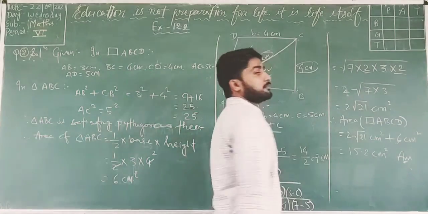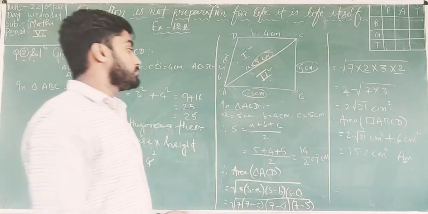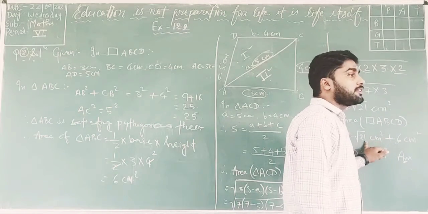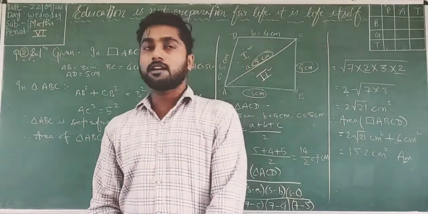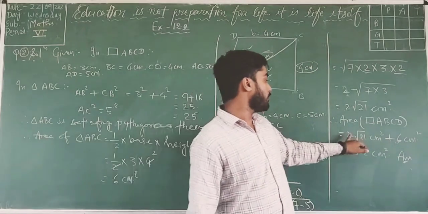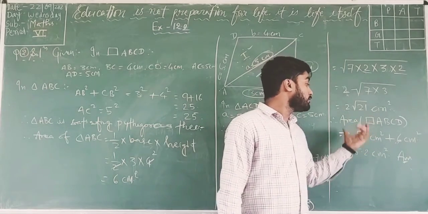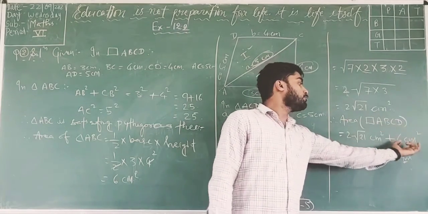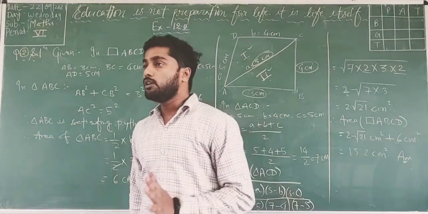So solve this by your own and use division method to find out the root value of under root 21. Then you will get the value of under root 21 and multiply it by 2, and then whatever you get you have to add 6 in it and you will get 15.2 as your answer.